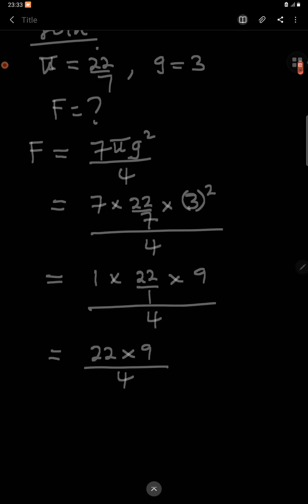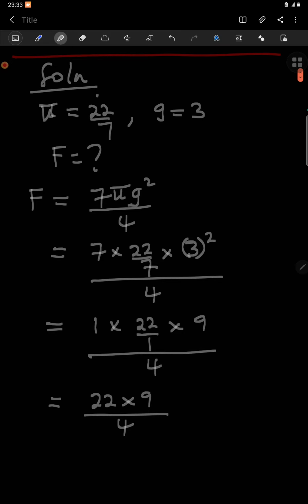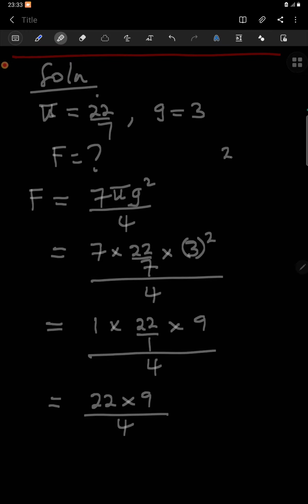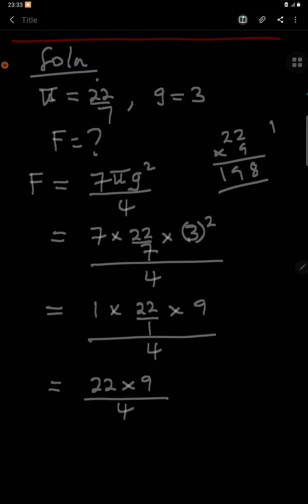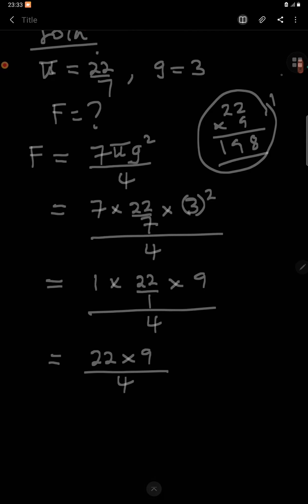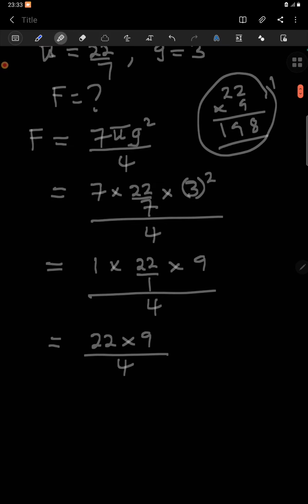And let's look at 22 times 9. What do we get for that? So 22 times 9. 2 times 9 is 18. Remember 1? So 19. 198. That is what we will get. When we multiply 22 by 9, we get 198. So here, we get 198 out of 4.